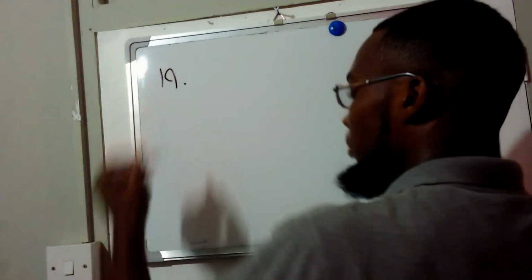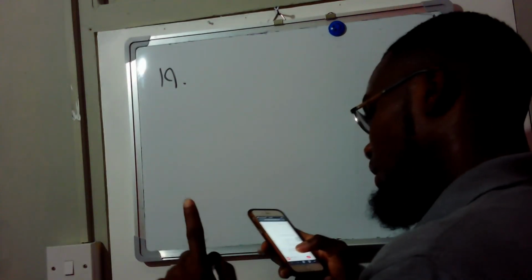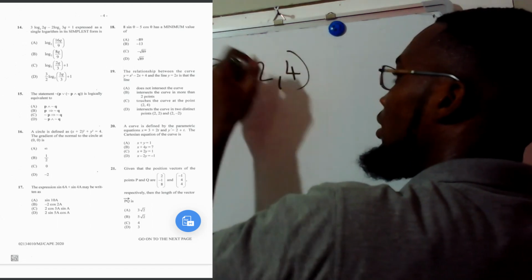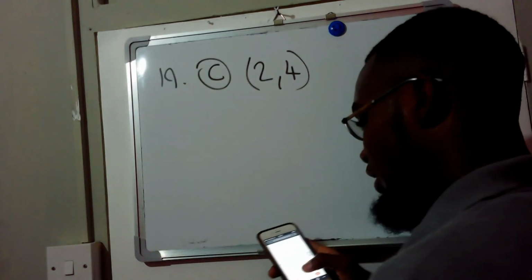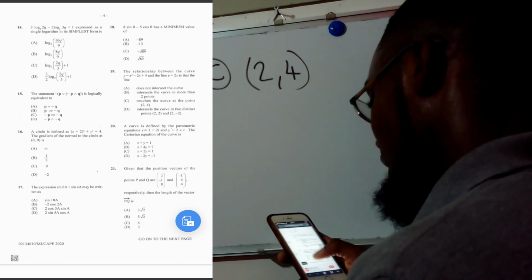Number 19 is a repeat. They give us a curve and a line, and I think it intersects at one point, which is C. They intersect at 2, 4. That was the answer. If you don't believe me, you can check it out. You can solve them simultaneously.